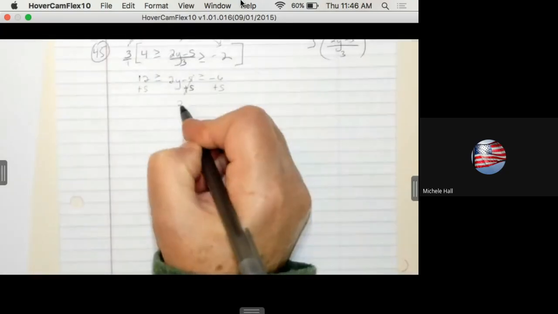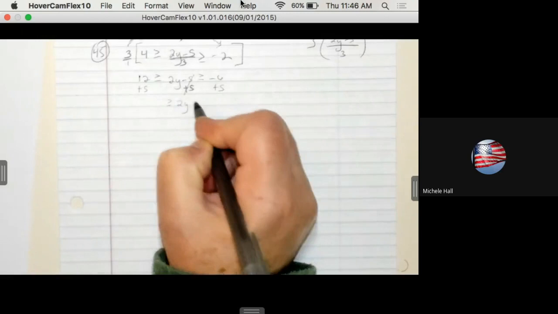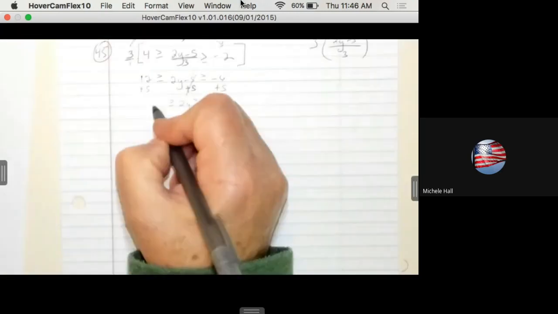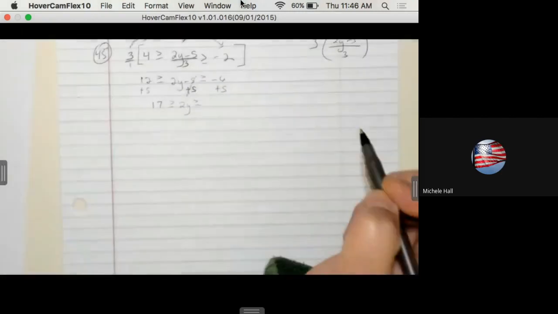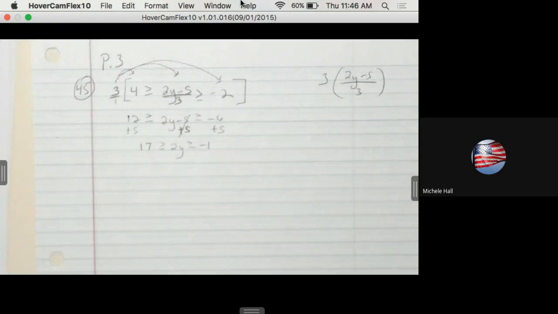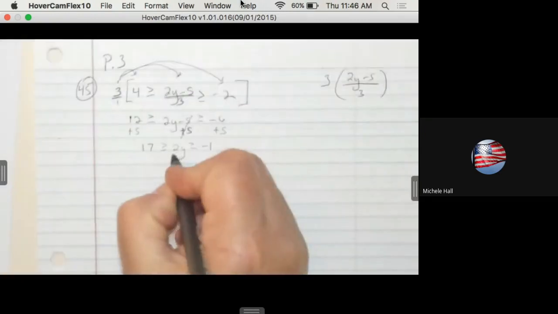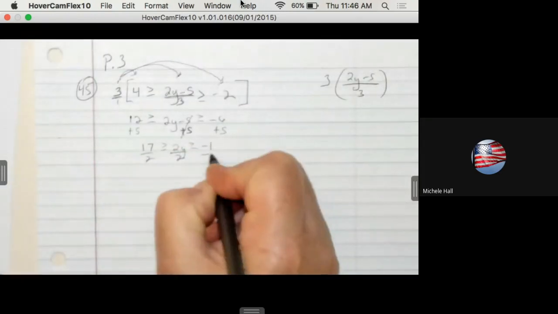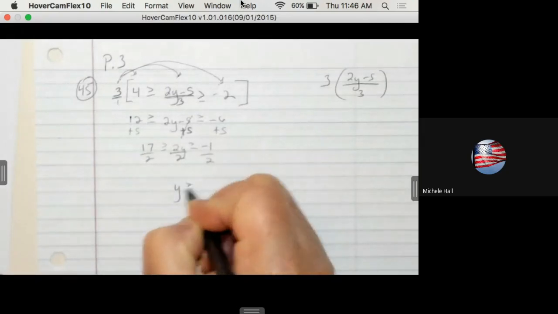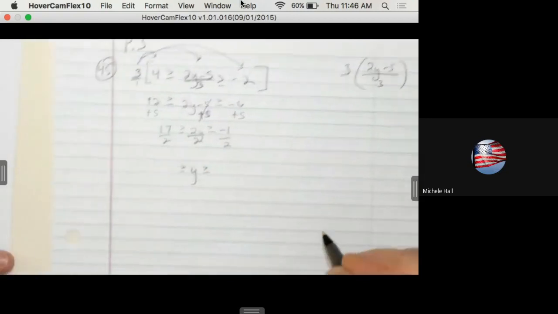We have 2y left. 12 plus 5 is 17. Negative 6 and positive 5 is negative 1. And how many times am I going to divide by 2? 3 times. Divide by 2. And I didn't multiply or divide by any negatives, so I don't have to worry about flipping my inequality sign.